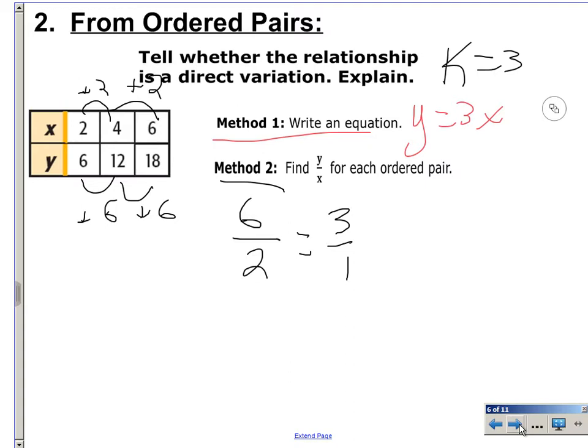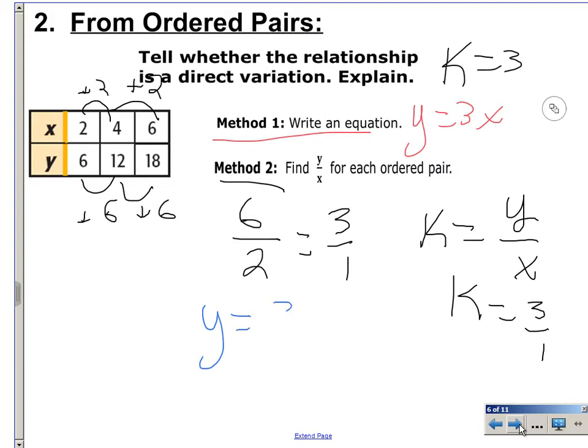And now I've solved for k, because remember, we can switch the equation around. So k equals y over x. K in this situation equals 3 over 1. If I were to then put it into an equation, the equation could be written as y equals 3x.